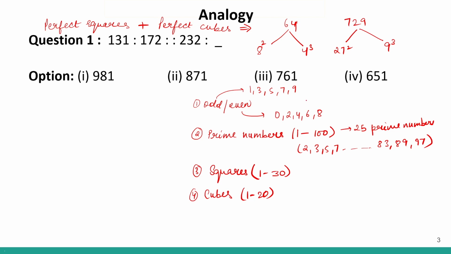So this much information we should retain in order to be able to solve questions on number analogy efficiently. So it takes less time to solve such questions. So let us start with question number 1.